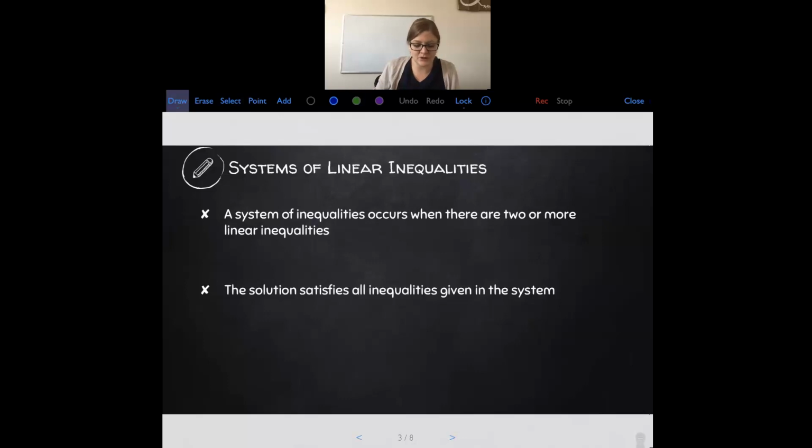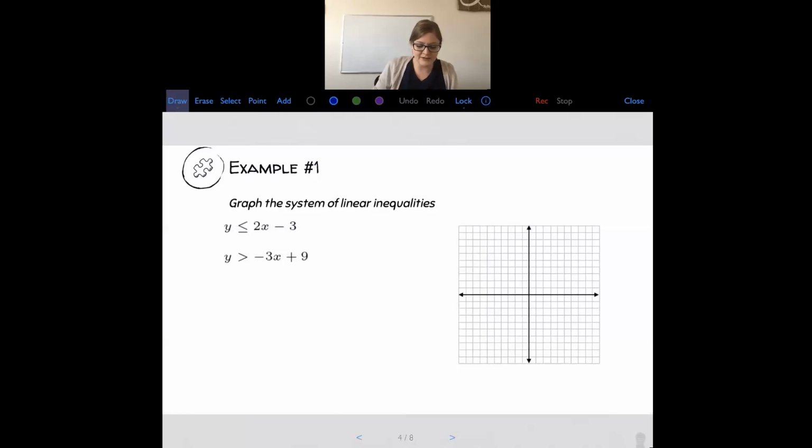A system of inequalities occurs when there are two or more linear inequalities. So rather than just one linear inequality, we'll be given two that we need to graph. The solution, or the area that we shade, will satisfy all of the inequalities in the system. So it'll be all of the ordered pairs that satisfy each inequality. Okay? So example number 1, graph the system of linear inequalities.